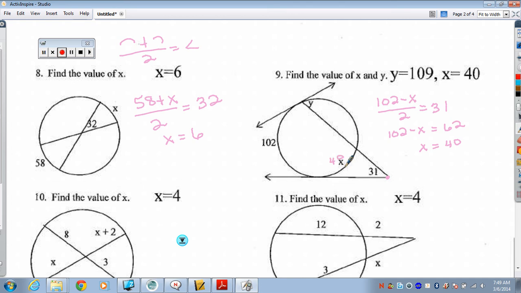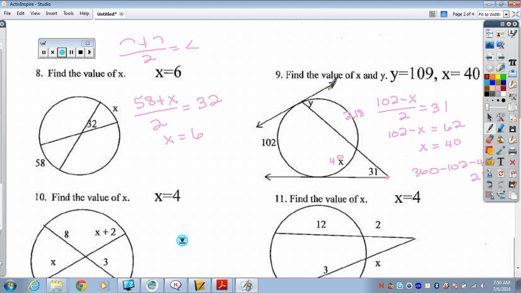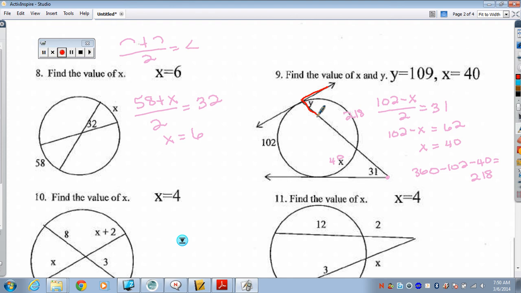Well, this arc plus this arc plus this arc must equal 360. So 360 minus 102 minus 40 equals 218. So this arc is 218 degrees. This angle is an inscribed angle. The vertex is on the circle and it inscribes this arc right here. And that arc is 218 degrees, so angle Y equals 1/2 of 218, which is 109.